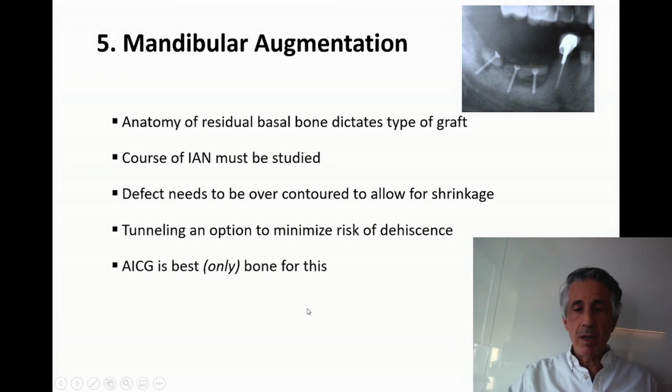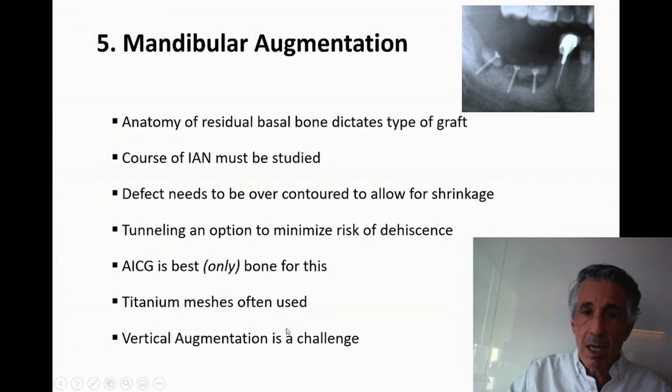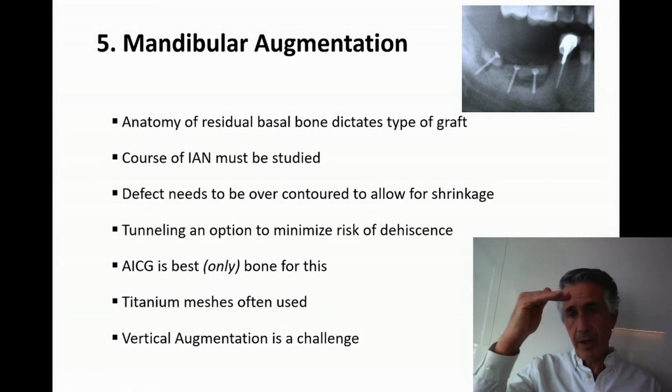That helps with the decrease of dehiscences particularly. For large mandibular augmentation, it's iliac crest, anterior, posterior. It really is the only one to do with this. We often use titanium meshes to help maintain the height of bone. To augment it vertically is very hard.